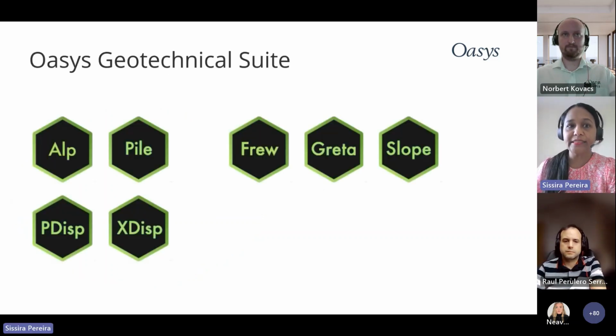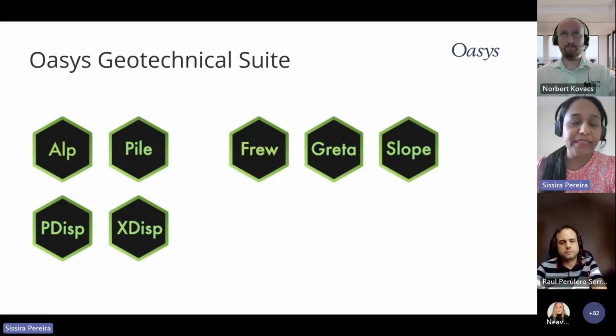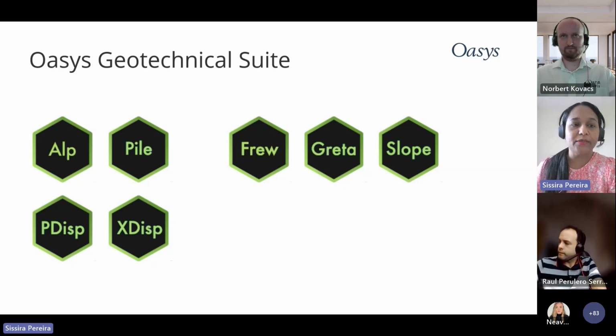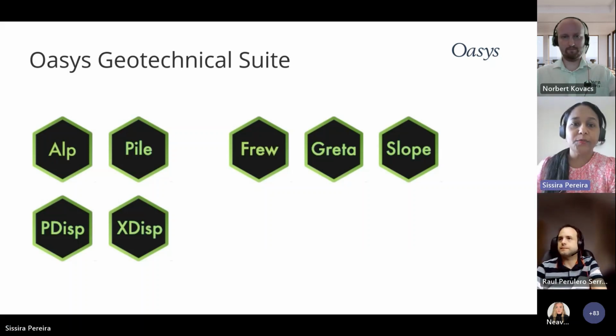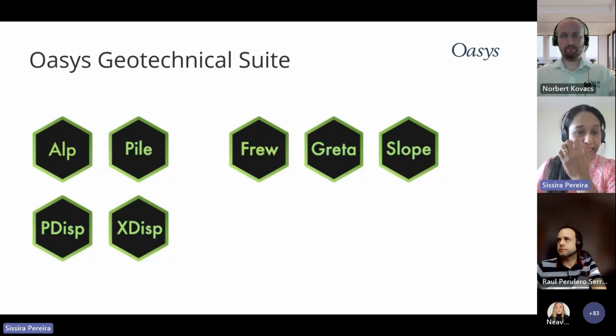Our Oasys Geotechnical suite of software contains ALP and PILE, which are our pile analysis software. ALP deals with laterally loaded piles, and the Oasys PILE deals with vertically loaded piles. FRU and GRETA are our retaining wall analysis programs. FRU is for flexible retaining walls and GRETA is for gravity retaining walls. SLOPE is our advanced slope stability analysis program. PDisp and XDisp are both ground movement assessment programs in the Oasys Geotechnical suite.